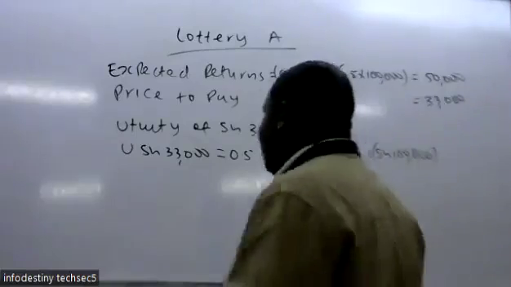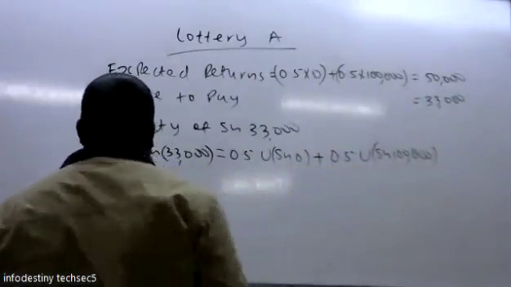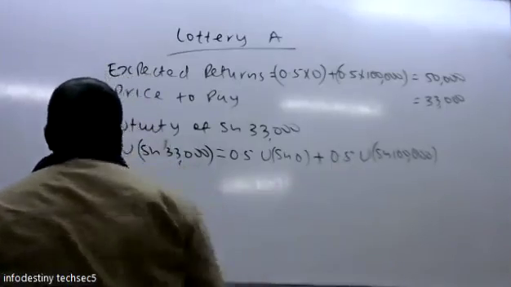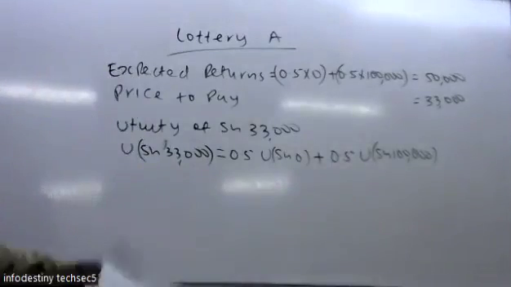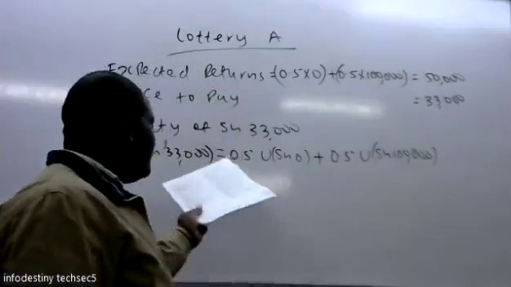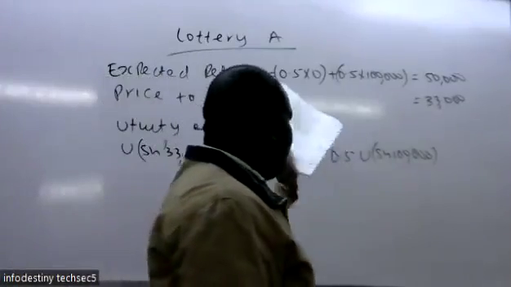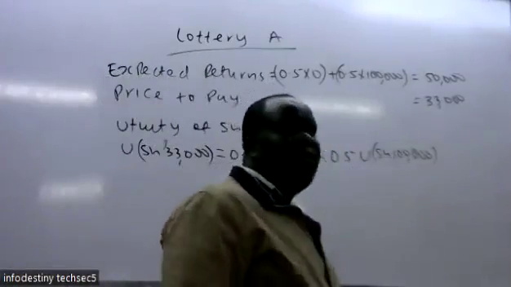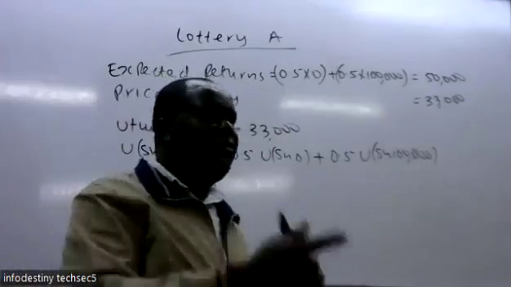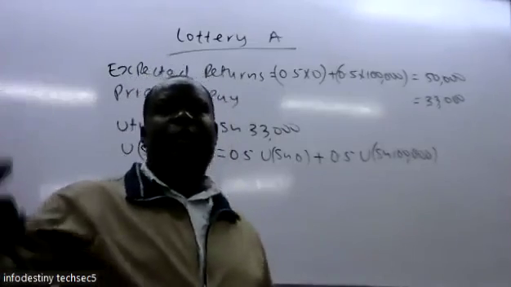So when you have invested that 33,000 shillings, we are looking for the utility of this amount. There are two chances: 0.5 of getting 0, so that's 0.5 of the utility of getting 0, plus 0.5 of the utility of getting 100,000. There are just two options: either you win or you lose. When you lose, you get 0 util. When you win, you get 1 util.